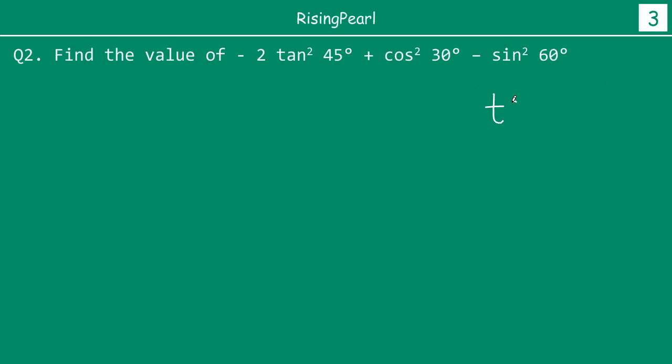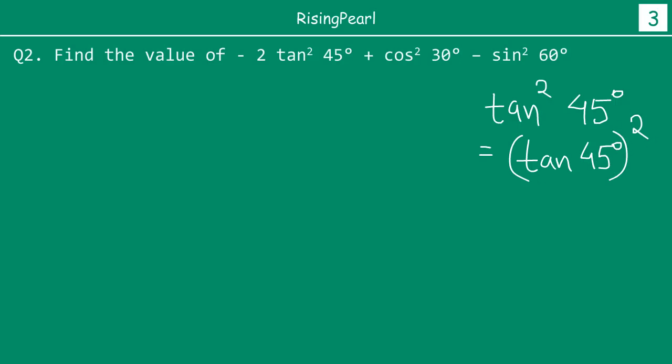So whenever you have tan square or sine square of whatever the angle, what it really means is that it means tan 45, whatever the ratio is, the entire thing raised to the power 2. So this is very important to understand that this square here, like tan square, sine square, cosec square, it doesn't matter. So what this really means is that the entire ratio squared. So tan 45 degrees whole square is also written as tan square 45 degrees.